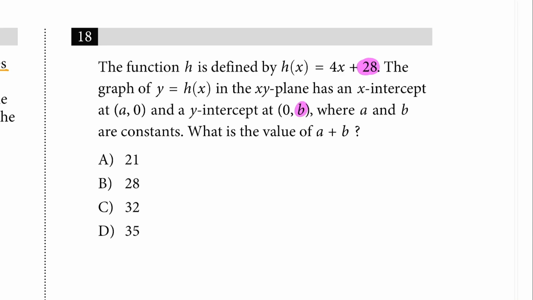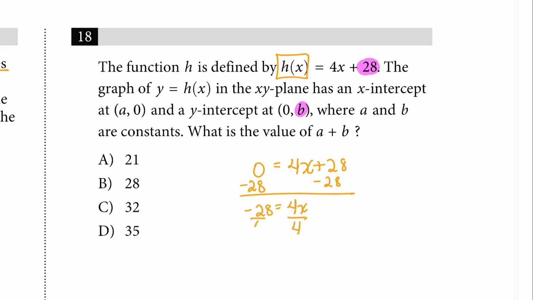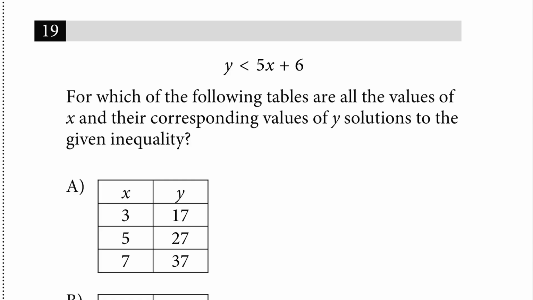And then in order to find a, all we have to do is replace h of x with 0 in the equation and solve for x. The first thing that we'll do is subtract 28 from both sides and then divide by 4. So our x value is -7, and in this case, that's going to be a. So a plus b is -7 plus 28, which is going to be 21. The answer is A.